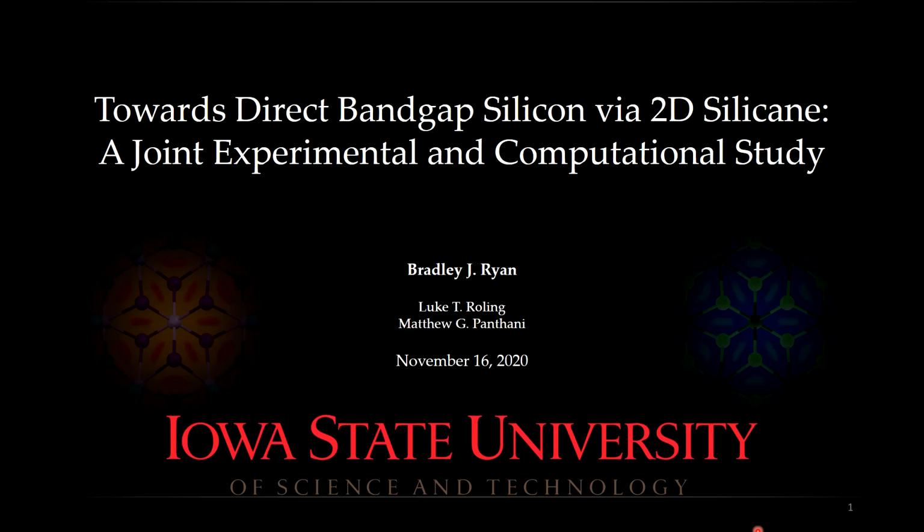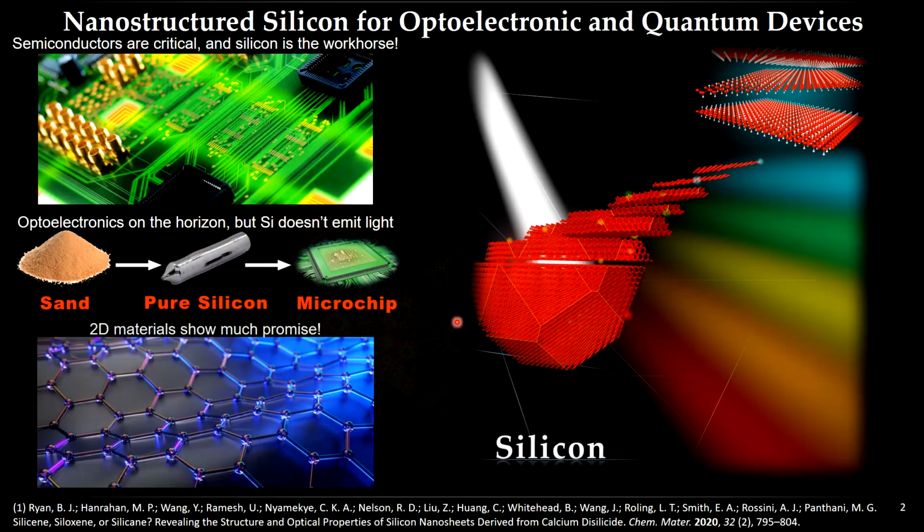And today I'll be talking to you about how we can use a combination of experimental and computational techniques to probe a somewhat unconventional material system. Specifically, I'll be talking about my research on silicon nanosheets that have direct bandgap-like behavior.